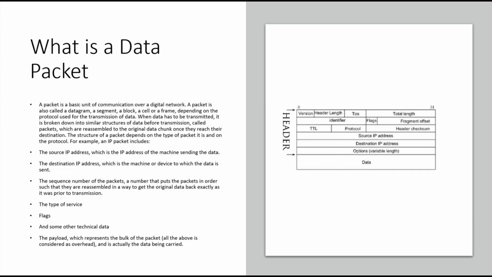Where it is then once again reorganized back into a larger packet. This is mainly to ensure that the network remains efficient, because some networks cannot transfer large amounts of data. Now, if we're talking about IP, an IP packet includes the source IP address, destination IP address, the sequence number, type of service flags, and some other technical data that, if you want, you can go find out yourself.